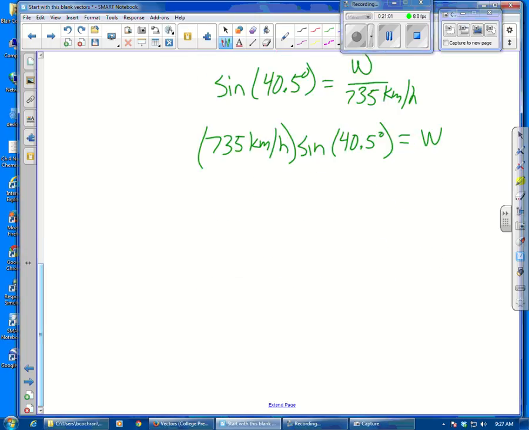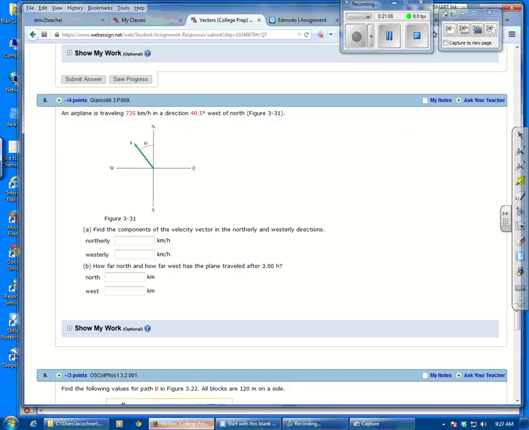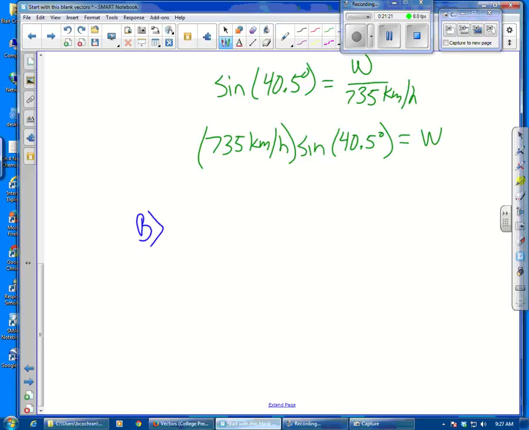And then we wanted to move on to the second part, part B, which says, okay, so you know how fast they're moving. How far do they move now? Yeah, but you're going to see what to do. So I just want to find the westerly, and if I do the westerly, you'll see the northerly. So I'm going to do my 735 sine of 40.5.